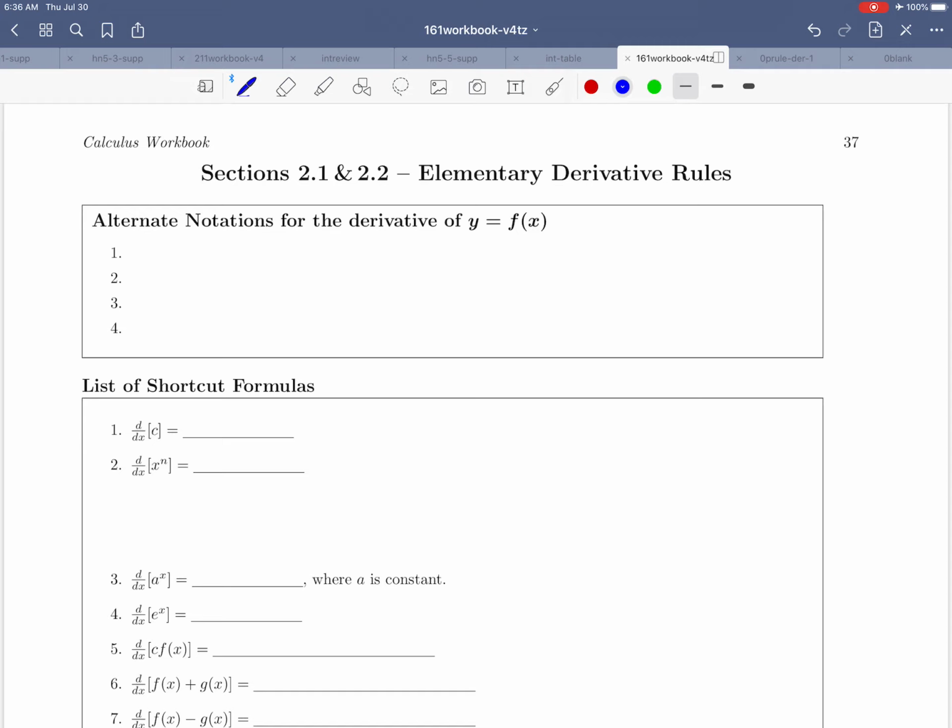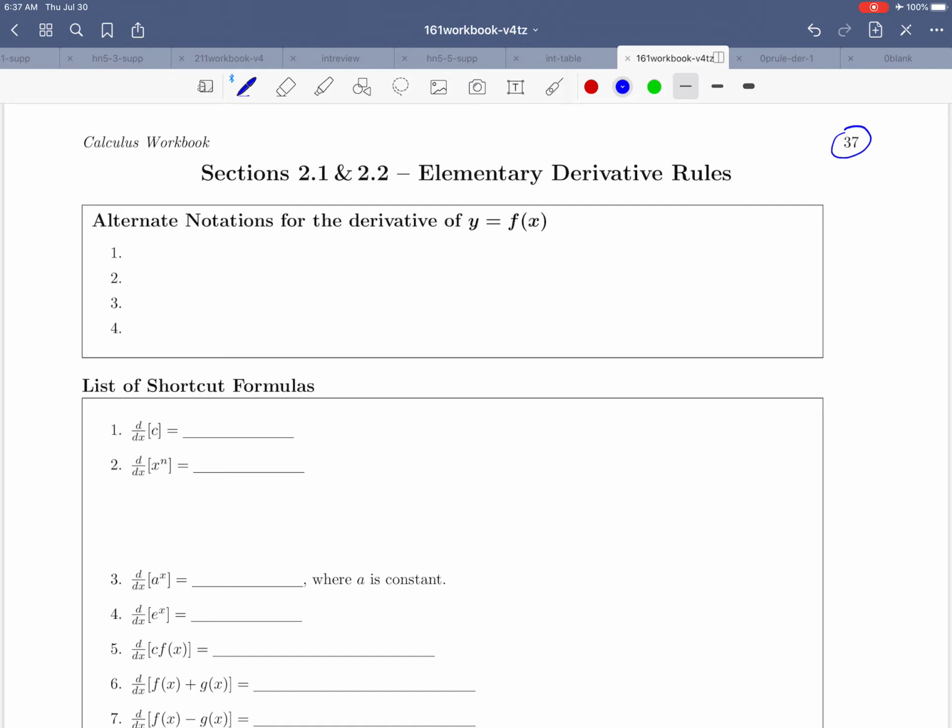This is the start of a new chapter for us. We're looking at page 37 in the workbook, and up to this point in the course we've been talking a lot about derivatives. We are going to continue talking about derivatives, the idea of the rate of change of a function, but our perspective changes a little bit in chapter 2.